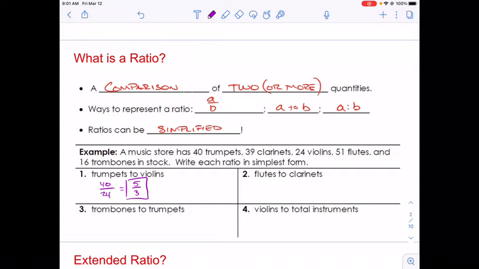Okay, let's look at flutes to clarinets. Once again, we find flutes, which are 51, and we put this over clarinets, which is 39. And we look to see, can it be simplified? Well, I know that 5 plus 1 is 6, and 3 plus 9 is 12, so I know 3 goes into this. 3 goes into 51 17 times, and 3 goes into 39 13 times. Since 17 and 13 are both prime, they can't be reduced any further, so we know that's our answer. All right, so you try number 3 and 4.